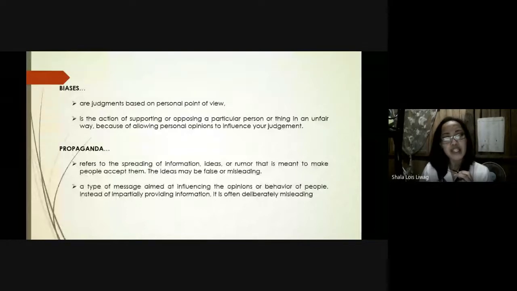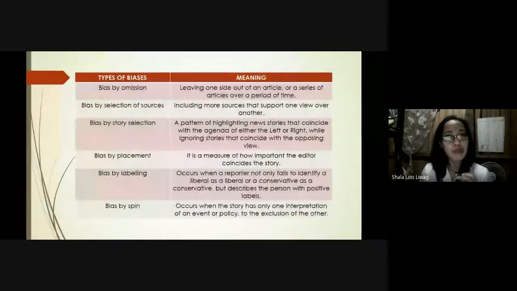Propaganda is a type of message aimed at influencing the opinions or behavior of people. Instead of impartially providing information, it is often deliberately misleading. Biases and propaganda are both used to influence people, to persuade them to believe, buy, or do something. We will be discussing the different types of biases and propaganda devices. We will begin with biases.